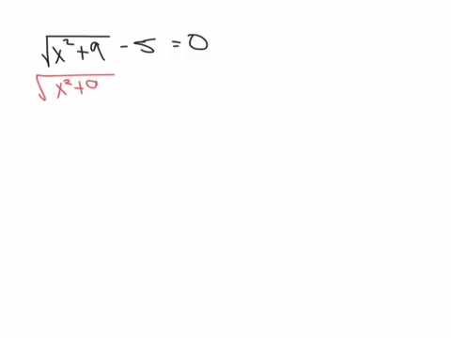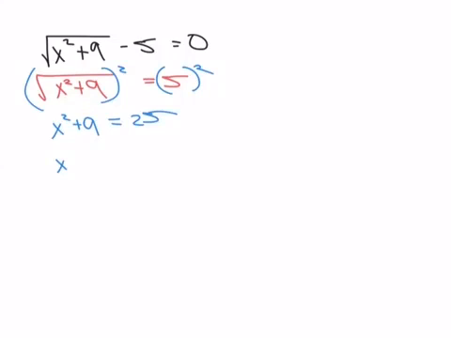Okay, so we're going to isolate the radical again. Once we do that, we're going to square both sides, and we get x squared plus 9, again, everything that was under there. And we get that. Now, let's look at it a couple ways. We could write it as x squared equals 25 minus 9, which is 16.